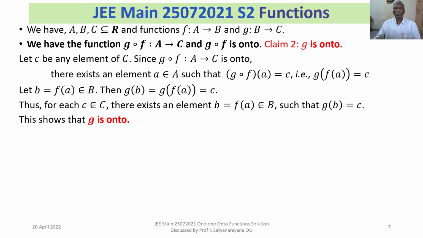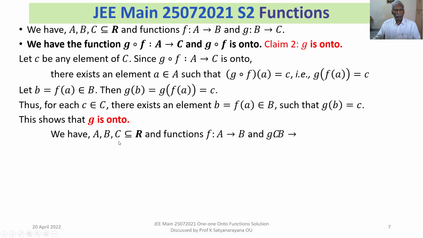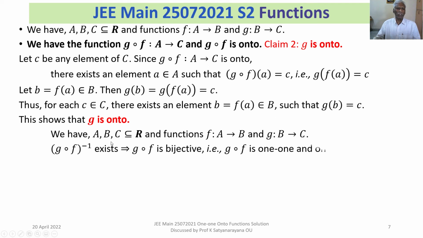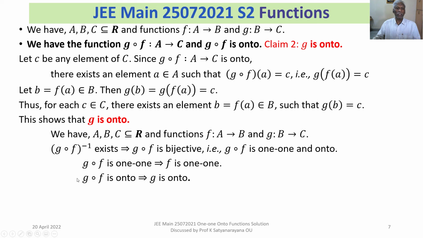Let's now summarize what we have proved. We have the three sets A, B, C which are subsets of R, and f is a mapping from A to B, and g is a mapping from B to C, and g compose f inverse exists. This is given to you. Then it implies g compose f is bijective. That means g compose f is 1-1 and onto. So now we have taken g compose f is 1-1. Then we have proved f is 1-1. That is our claim 1 and what we have proved in the last slide. If g compose f is onto, then g is onto. This is what we have proved above.